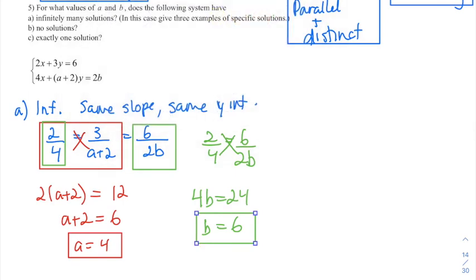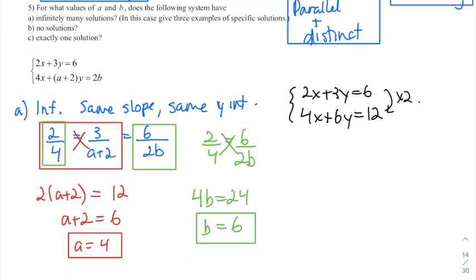Okay, why don't we actually give that a try? So if I take my system 2x plus 3y equals 6, 4x plus, and a plus 2 is going to be 6y equals 12. I know this works. The second one is times 2 of the first one. Okay, so I've found the right variables, but it's saying give 3 examples of specific solutions. So I just have to find any 3 points on this line. So if I say x is 0, then I have 3y equals 6. So (0, 2) is going to work.